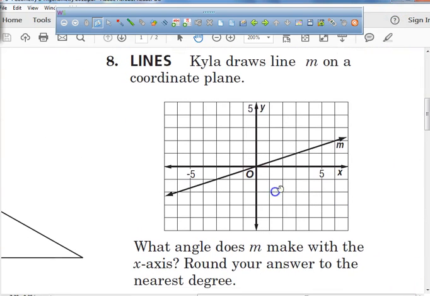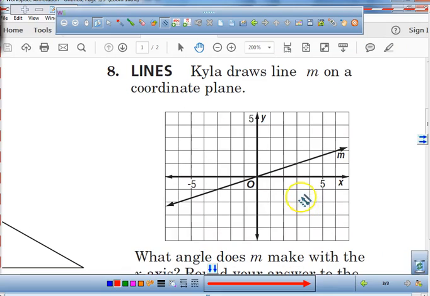Here we go. It says, Kyla draws a line, N, on a coordinate plane. What angle does N make with the x-axis? So what I'd like you to do right now is make sure that you understand the x-axis is right here, all right? And this line makes an angle with it going up. And we're going to call this angle right here, using the Greek symbol theta. Theta represents the measure of the angle.